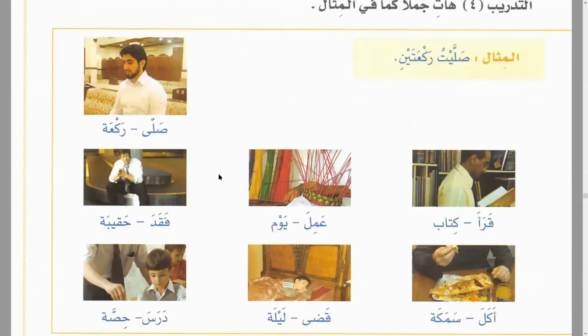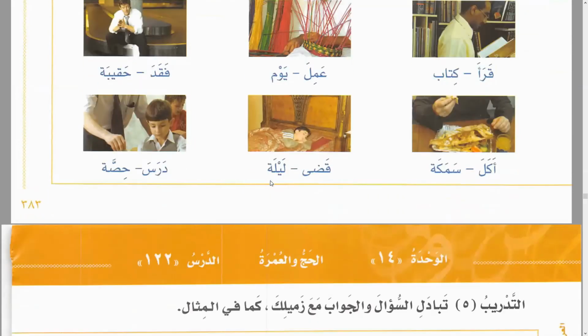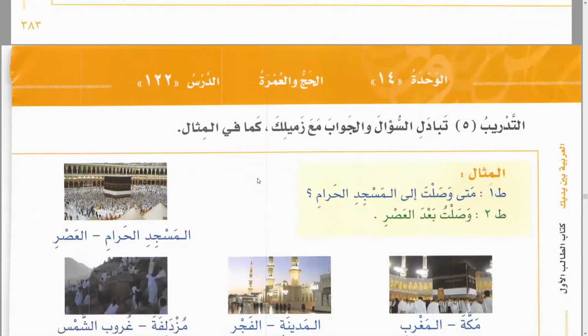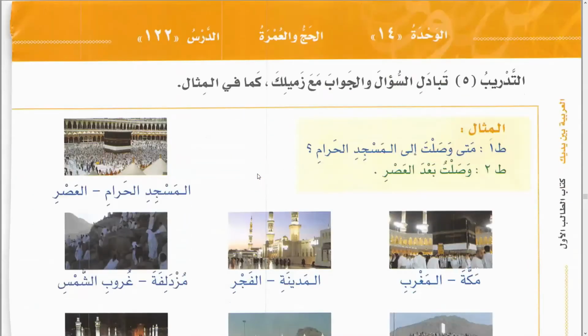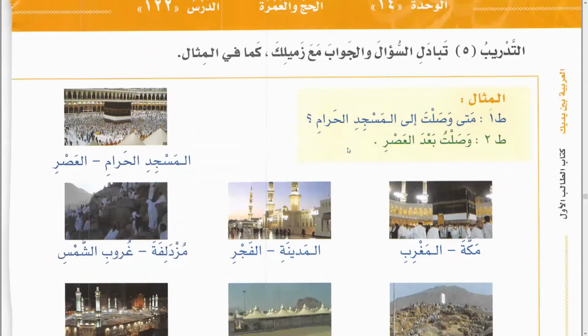This is what they're teaching in this exercise. The duals, right? 2 rak'ats or whatever. Rak'ataini. Next one, tabadil su'al wal jawab ma'a zamilik. Same thing again. Mata wasala. They are teaching us weak verbs again. So they are bringing so many weak verbs. All the 3 forms they brought.